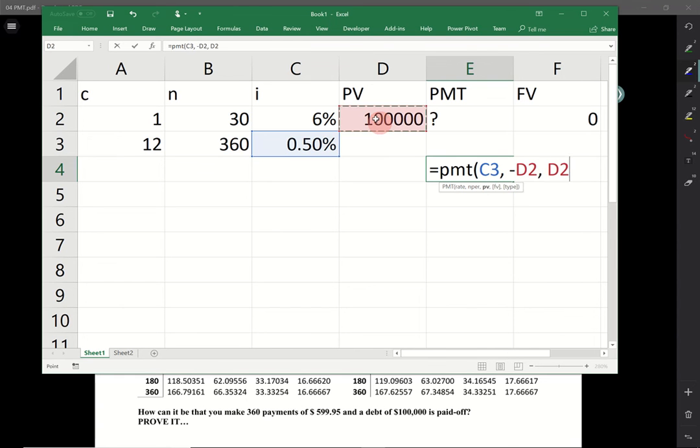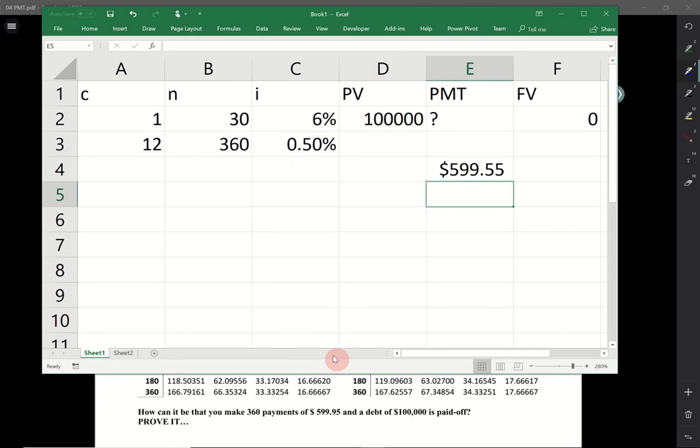Whoops, wrong one. Let me back up over here. It's easier to just do it this way. The number here is 360. Now we have the present value. I want my result to be positive, so I'll put in a minus sign there so that it is negative. So there's my 599.55.